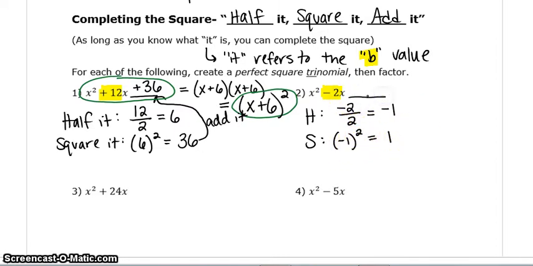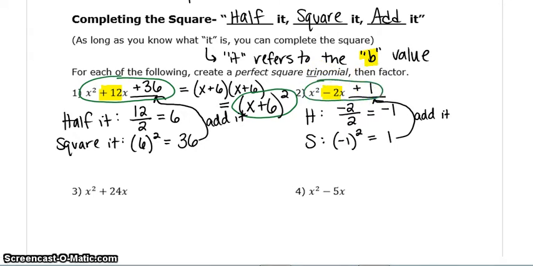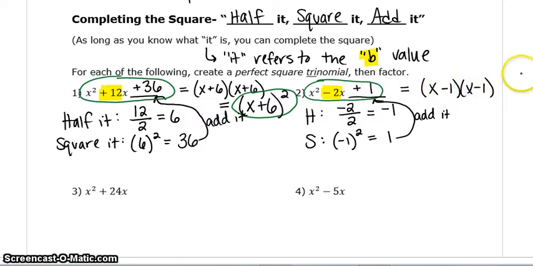And I'm trying to figure out what number goes in this blank up here at the end of the expression. So I just figured out that I need to add a 1. So I halved it, I squared it, and now I added it. And what I've just created here, x squared minus 2x plus 1, is a perfect square trinomial that can get factored as x minus 1 times x minus 1, which rewritten is just x minus 1 squared. So we can stop there for that example because we've completed what we were asked to complete.